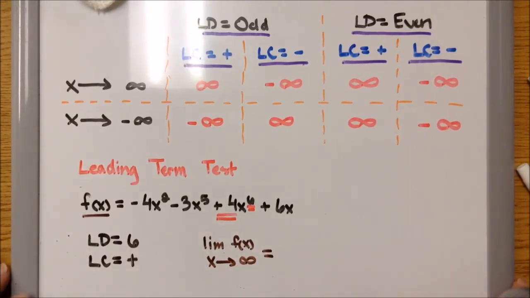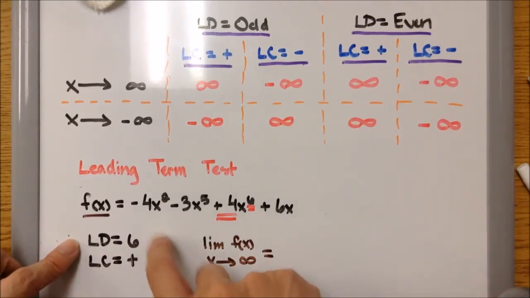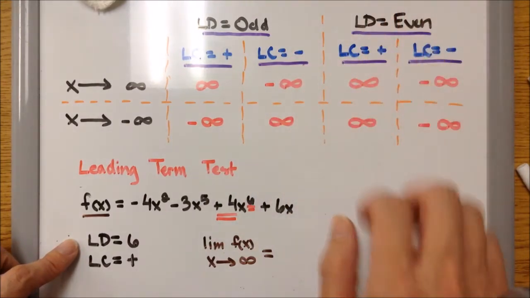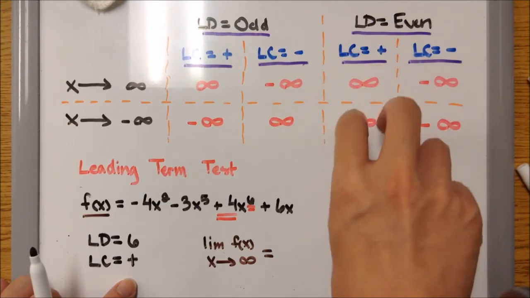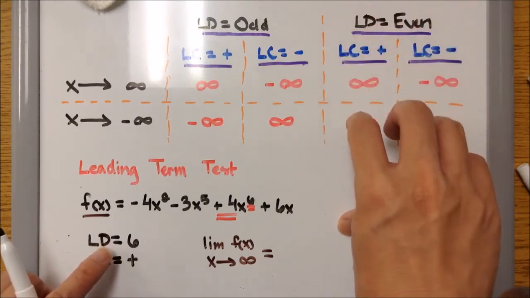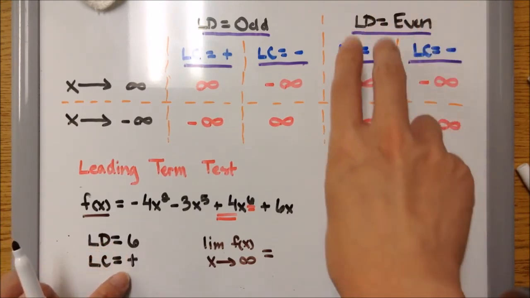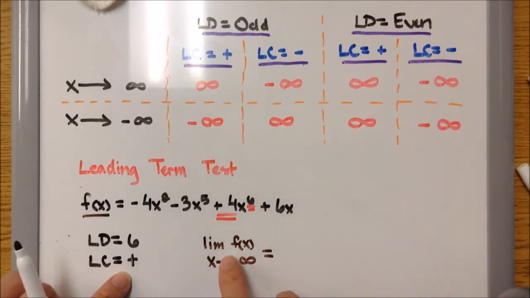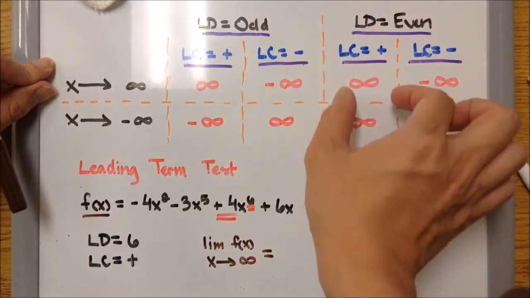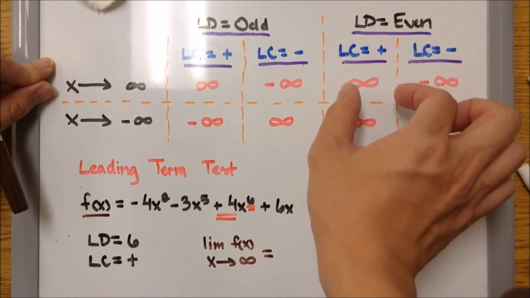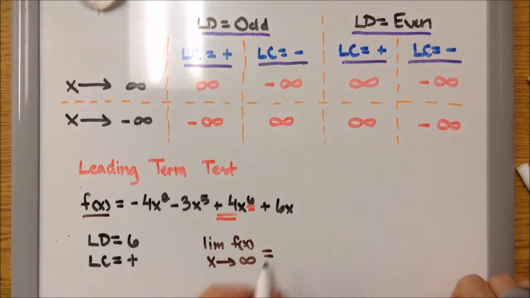Now, let's take a look. Leading degree, it's even, so we're going to go on this section. It's positive, so I'm going to look at this column right here. So even, this side, and then positive, I look at this column. So the limit of f of x as x approaches infinity, this column, so I'm going to be writing this over here.